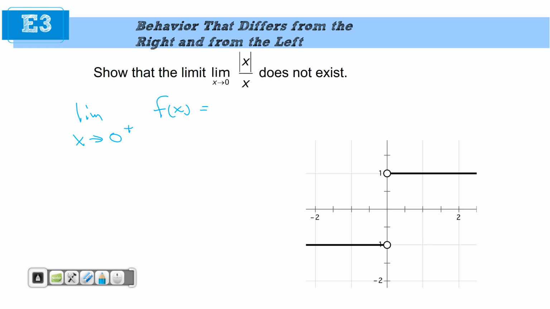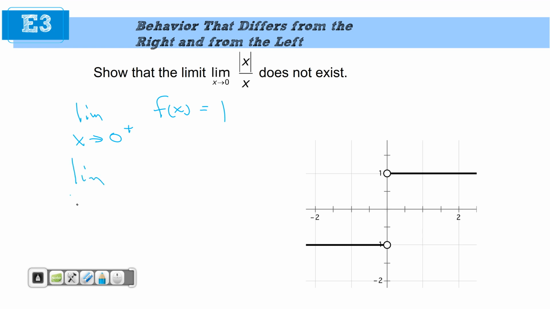What do we got? 1, correct. So you go from the right towards zero. Good. Perfect. As I go from the right, as I get closer and closer to 0, the x value of 0, I stay on that y value of 1.